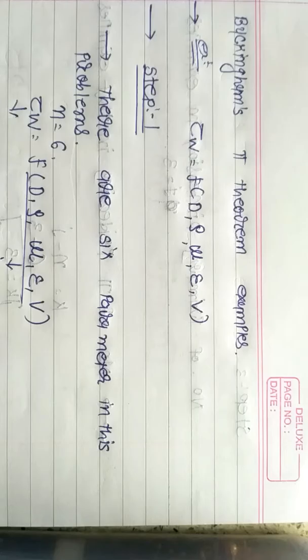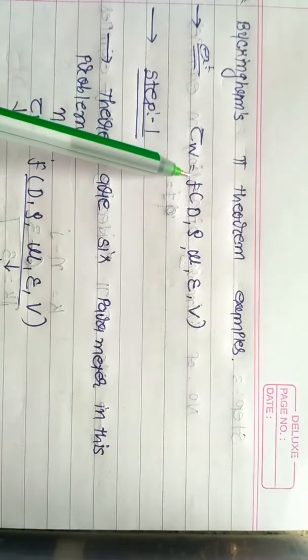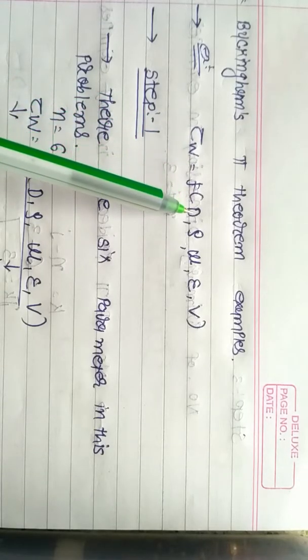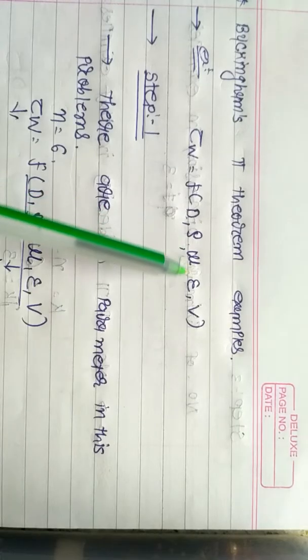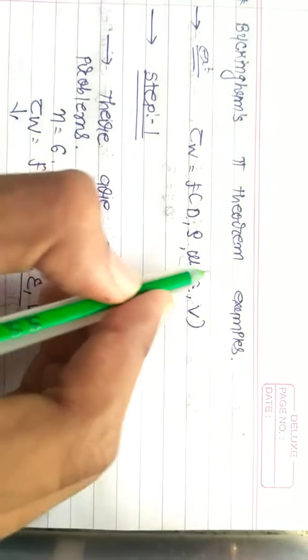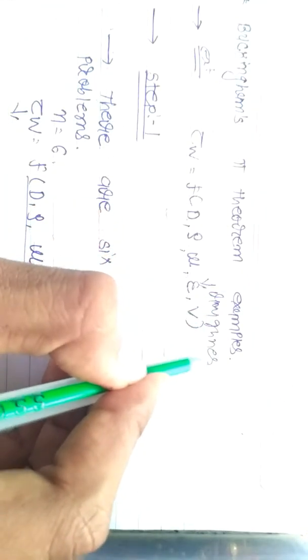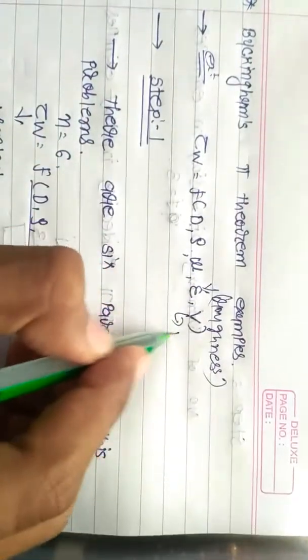So first of all, in that example we have this question: tau w equals, tau w is a function of the diameter d, density rho, dynamic viscosity mu, and the roughness epsilon, and velocity v.